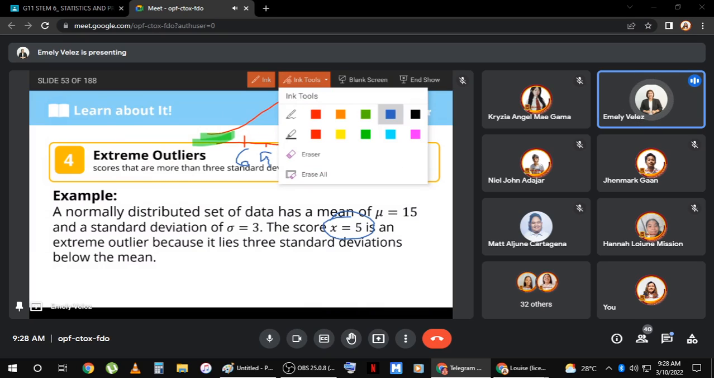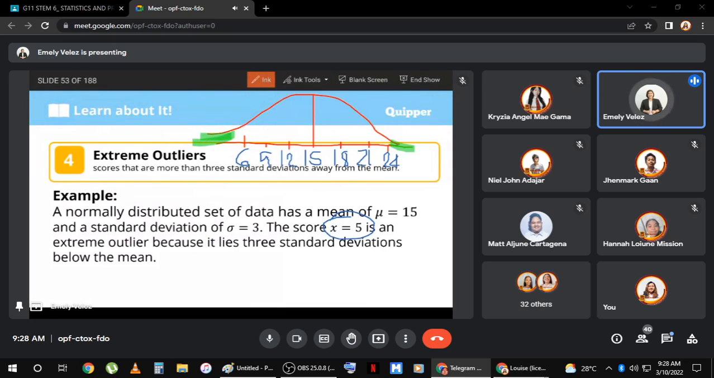That would be before 6. So 5 is located before 6, therefore it is included among the extreme outliers. Can you follow? Did you understand? Type yes if you understood. If you have questions, feel free to ask me now.